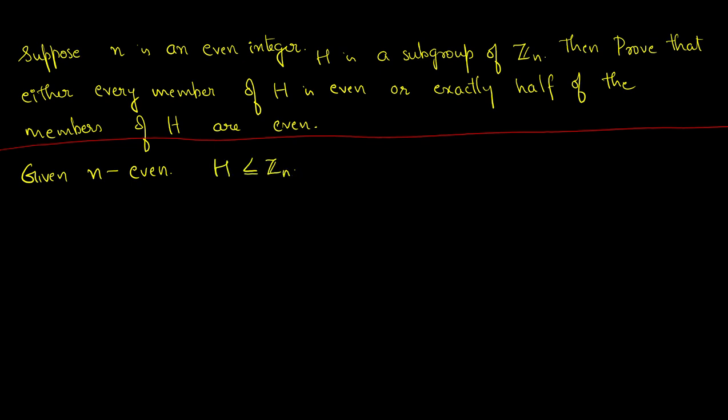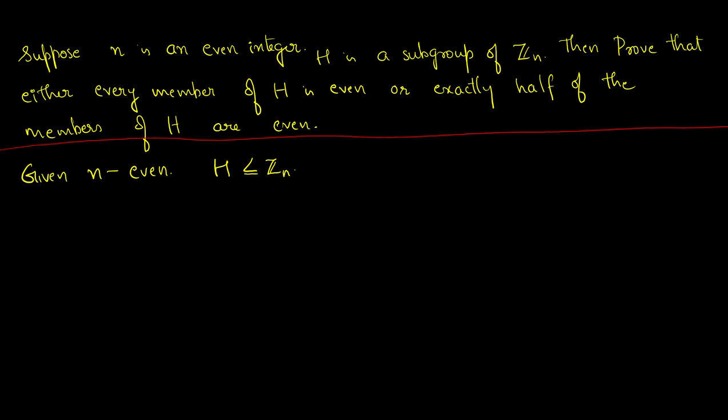So what is the thing we have to prove? Take such a subgroup of Zn. It could be any subgroup of Zn. Now look at the elements in H. We will notice that either every element of H has to be even, or suppose we are getting some odd element in H. In that case, H will satisfy the property that exactly half of the elements in H are going to be even. So there will not be any imbalance.